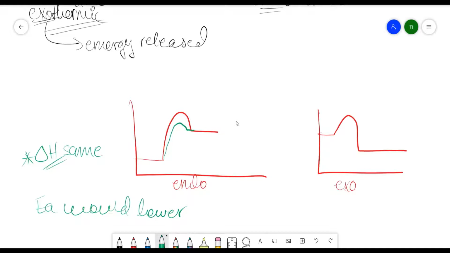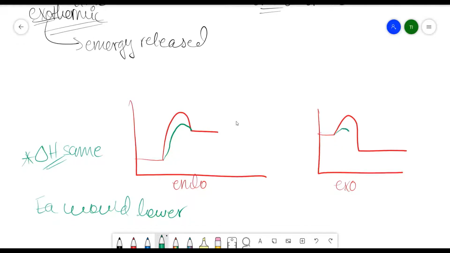So the activation energy is lower, right? The reaction should start and end at the same point. So it should be like this. It should end properly there. Pardon the graph, it's not very accurate. And for this, it should be like this, right? It should begin and end at the same point.